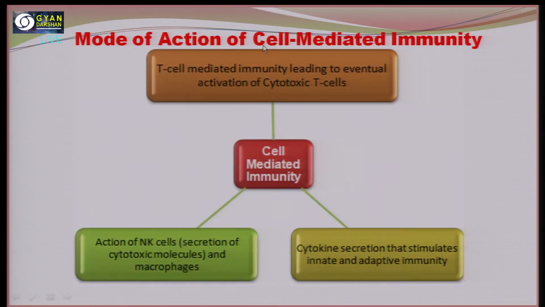Here is the mode of action of cell mediated immunity. It is governed by the action of NK cells and macrophages, and cytokine secretion that stimulates innate and adaptive immunity. The first one is the NK cell. There is a mode of action through the NK cells, through the cytokines, and through T cell mediated immunity, and ultimately they are able to kill the pathogens.